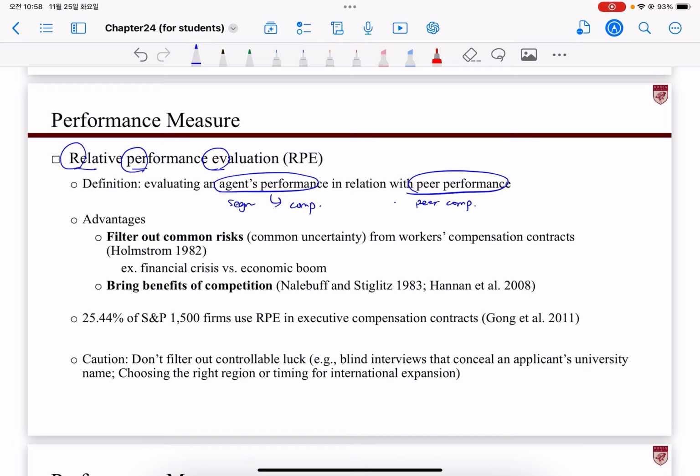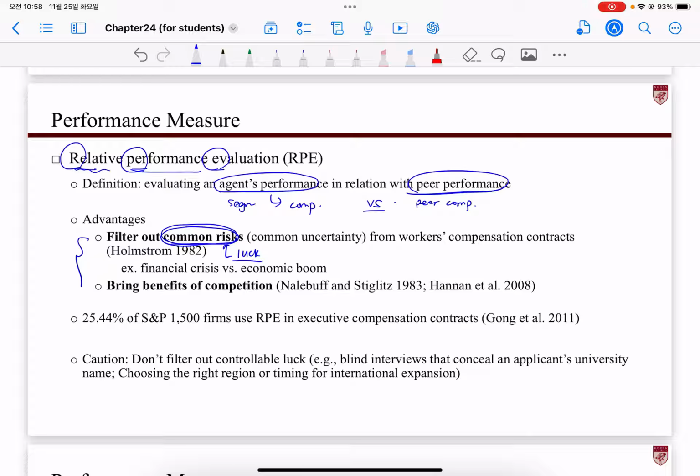Okay, so that is evaluating the performance relative to peers. Why do people use that? Well, there are clearly some advantages of using it. One of them is that you can filter out the common risks. So common risk that would come out purely out of luck.